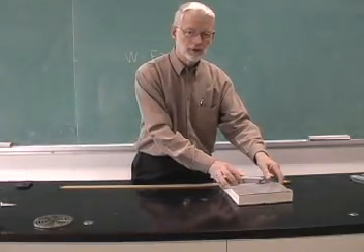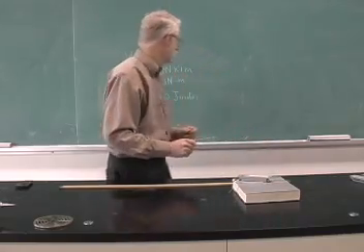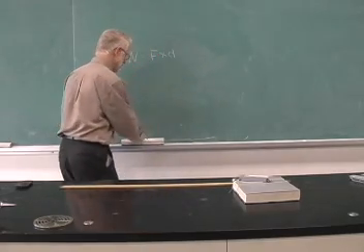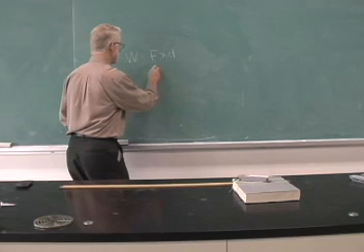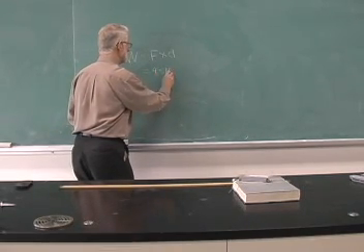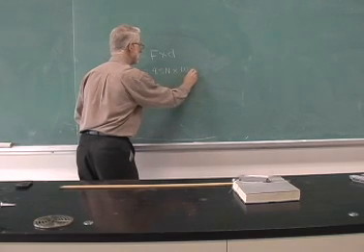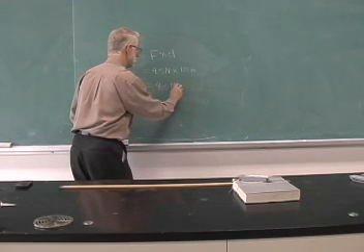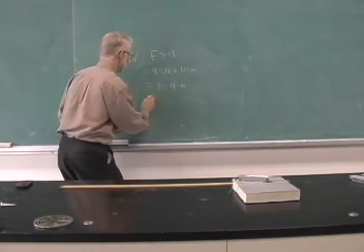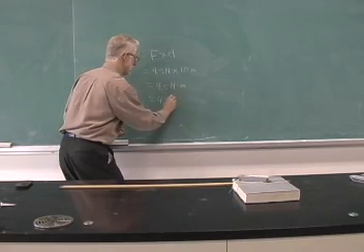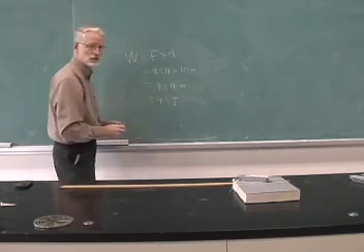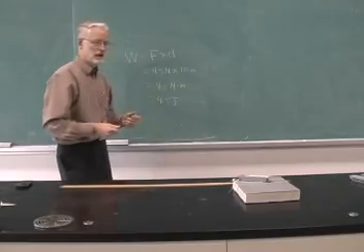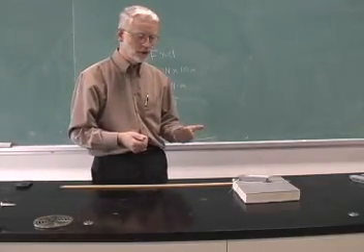So the work that I do in pulling this book is then the force times the distance, which is then 4.5 newtons times 1.0 meter, and that is then 4.5 Newton meters, which is then 4.5 joules. So the work that we do there is 4.5 joules. And that work is necessary to overcome friction.